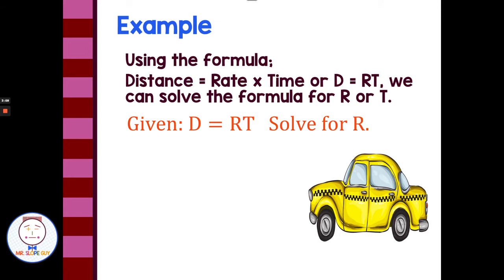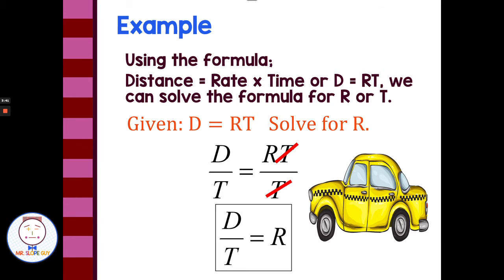All right, using the formula distance equals rate times time, or D equals RT, we can solve the formula for R, or we could solve for T. So looking at this one, we have D equals RT, solve for R. What's on the same side with the R? Well, the T's on the same side with the R, and is T being added, subtracted, multiplied, or divided? It's being multiplied to the R. So I want to undo that multiplication with division. So I'm going to divide the right side by T, divide the left side by T, and on the right side, the T's will cancel and get R by itself. So R is equal to distance over time.